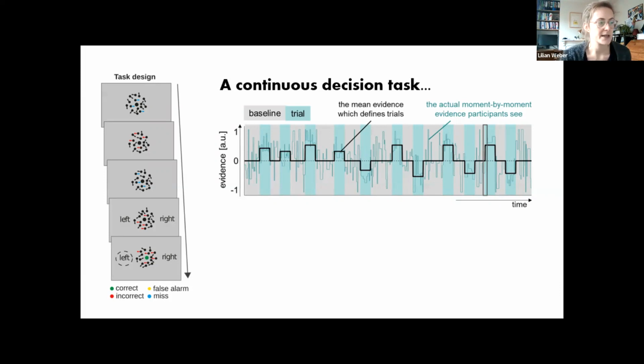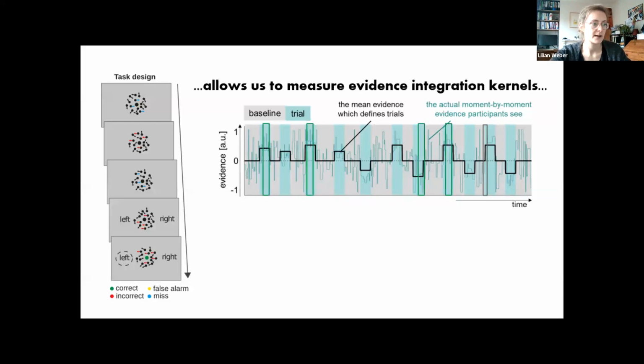But on top of this mean coherence, there's a lot of noise in the actual coherence that participants are experiencing. And that means they cannot just see, oh, there was strong movement to the right just now, so I'll press the button, but they actually have to integrate what they're seeing over time to do well in this paradigm, because only if it's consistent across time for a few seconds that the average coherence is more to the left or more to the right, that would count as a trial. So we're forcing them to integrate evidence over time.